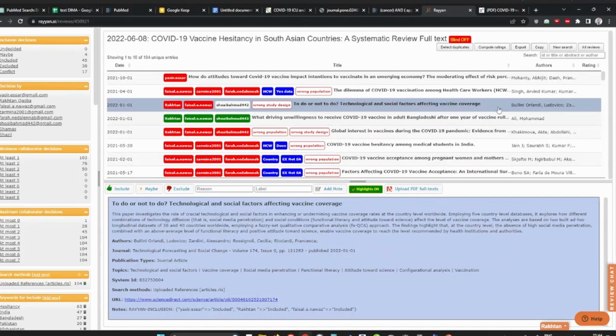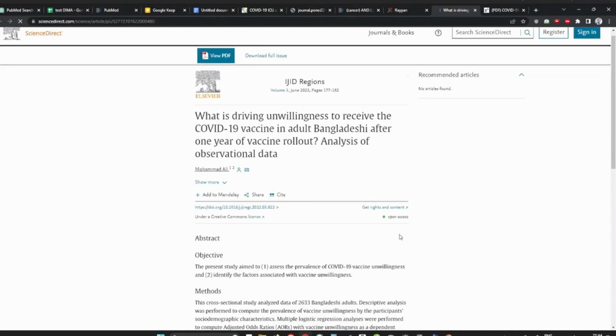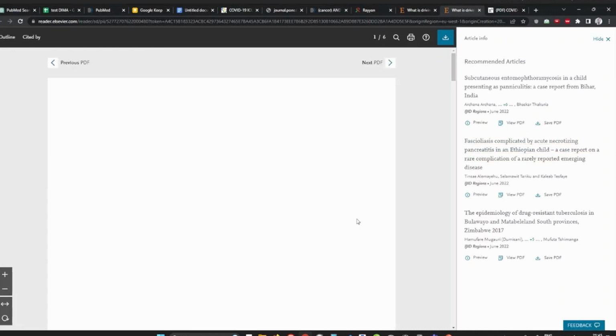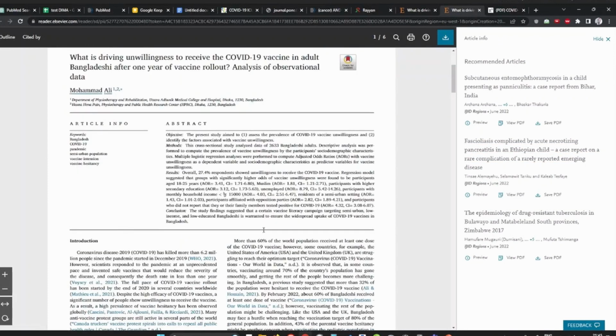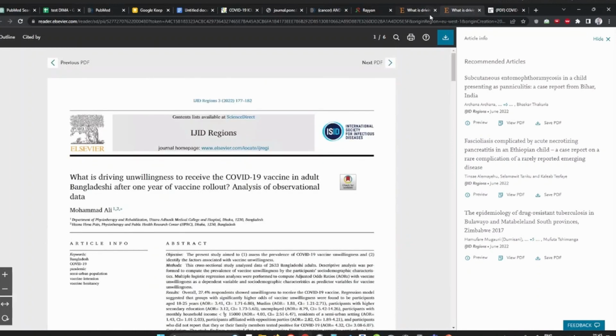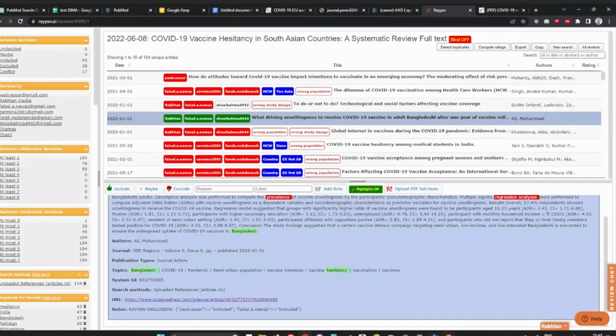So this was the full text screening. We were going into each paper. If I go to this particular paper, I will read the full text and see if it's talking about vaccine hesitancy and if it's talking about the South Asian population. I will go to the full paper. It's a screening phase, full text and title abstract.